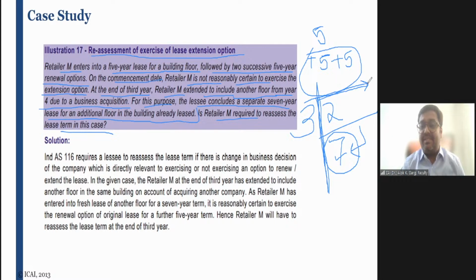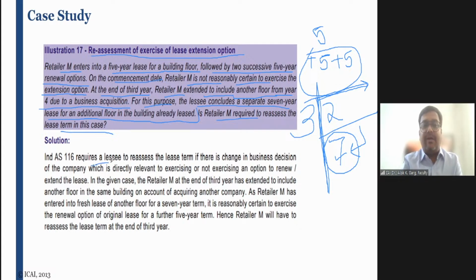Because the lessee's business has increased, the bandwidth has increased, the capacity has increased, right? So in this case, due to these facts and circumstances, reassessment is required whether the lessee is going to avail the renewal option or not. So it is going to be reassessed.